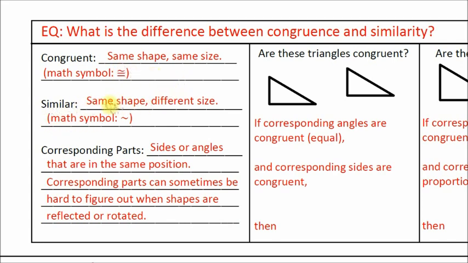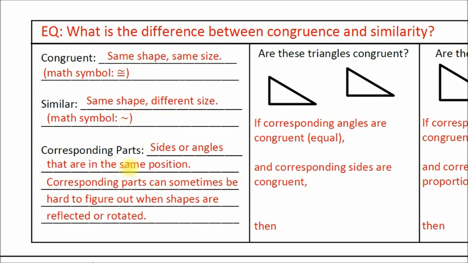Similarity or similar means same shape, different size. So the shape is the same, but the size has changed. It could be smaller, could be bigger, but the size is changing. It's not changing the shape, however. The math symbol for that is just the little squiggly. It's kind of like the top of the congruence symbol, just the squiggly line.